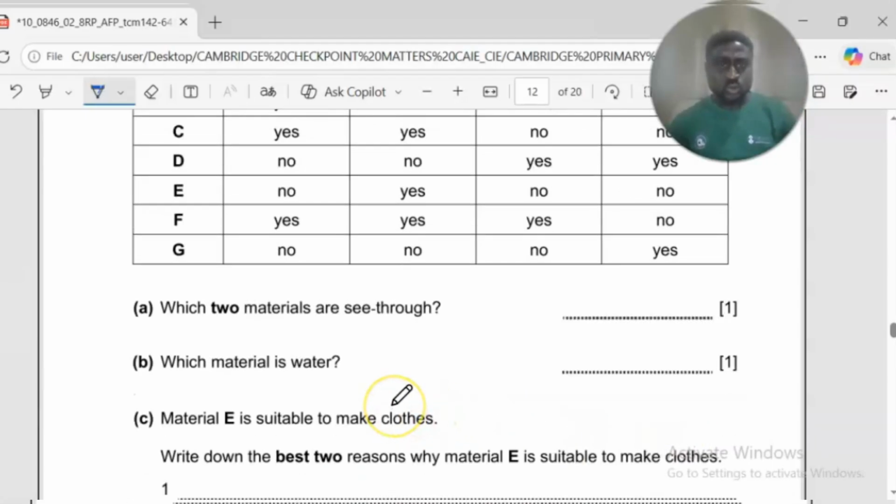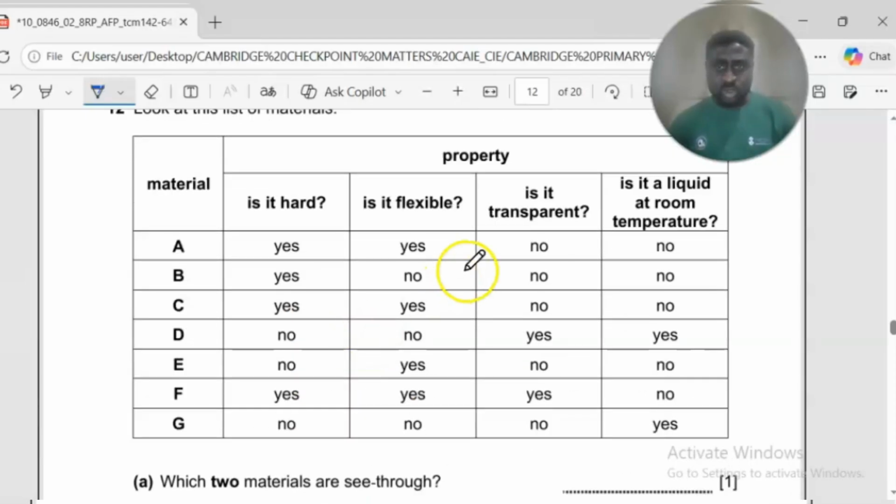Now, A says, which two materials are see-through? Remember the properties of see-through under light. Thus, we have transparent materials that are easily seen through. We have translucent and opaque materials. So, which two materials are see-through? So, let's go back to the table. Under, is it transparent? That's the property or characteristic or feature that relates to see-through. So, let's look at which materials are see-through from here. Material A is no, material B no, material C no, material D yes. So, we've gotten one. Material E no, material F yes. So the only see-through materials here are D and F, as you can see.